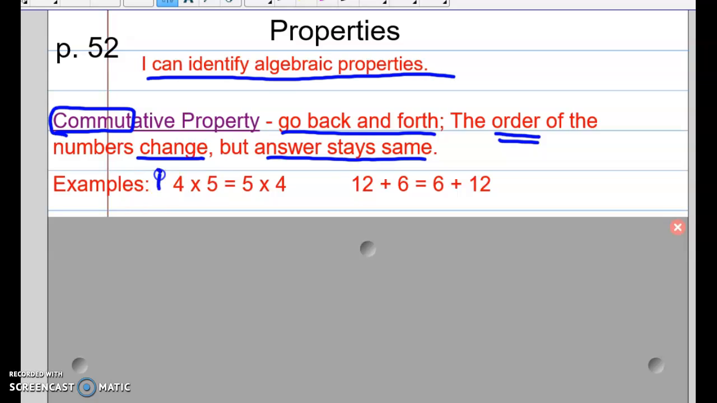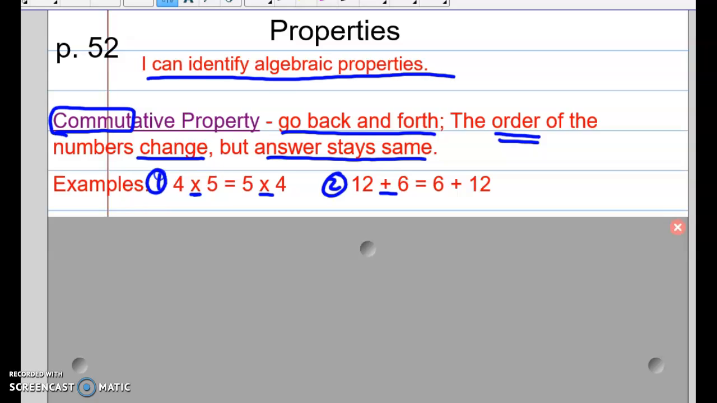The first example, 4 times 5 equals 5 times 4, actually shows the commutative property of multiplication. And the second example, 12 plus 6 equals 6 plus 12, shows the commutative property of addition. The commutative property only works with addition and multiplication. It will not work with division or subtraction.